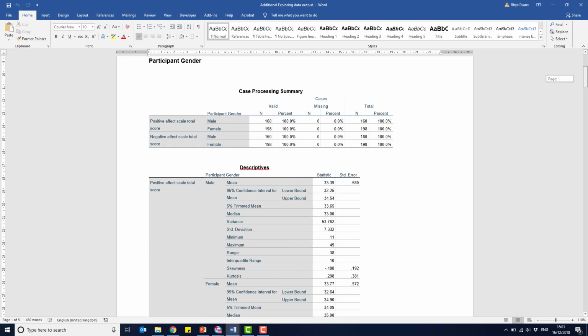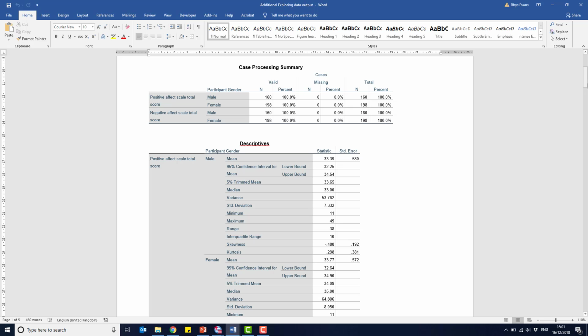Okay, so the case processing summary gives us an idea of how many males and females there are with complete data and missing data on both of our variables. So for the first variable, positive affect, we can see that we have valid data, complete data, for 160 males and 198 females. And when we look at the missing cases, there are 0 for both. So there's no missing data for males or females on the positive affect scale.